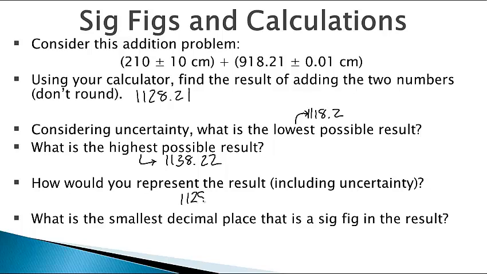All right, 1128 plus or minus 10. I would say that's okay, except if our uncertainty is in the tens place, then I'm probably not going to list something in the ones place. So I would probably change that to 1130 plus or minus 10. And the units on this would be centimeters.